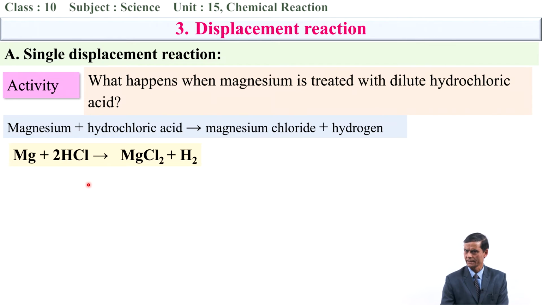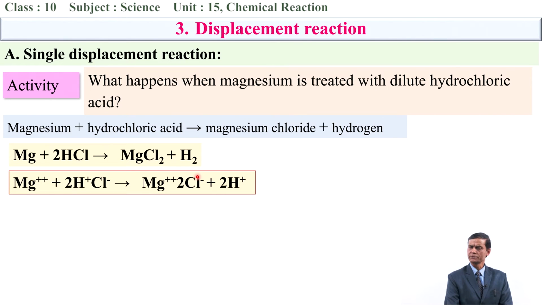the chemical reaction in equation form: magnesium plus hydrochloric acid. What happens? Magnesium chloride plus hydrogen. It is the product. So Mg plus 2HCl gives MgCl2 plus H2. This is the balanced equation for this activity. Dear student, how does the displacement reaction occur here?